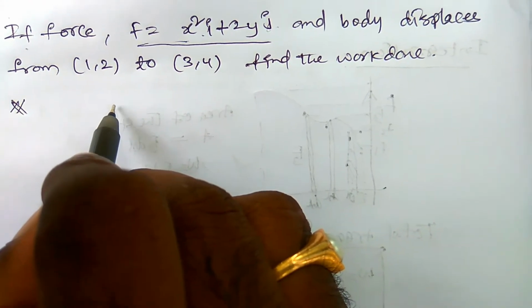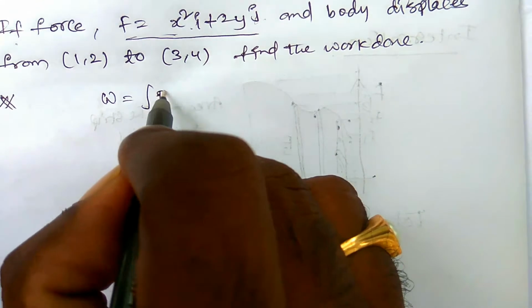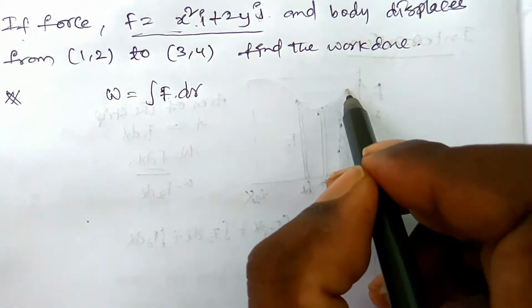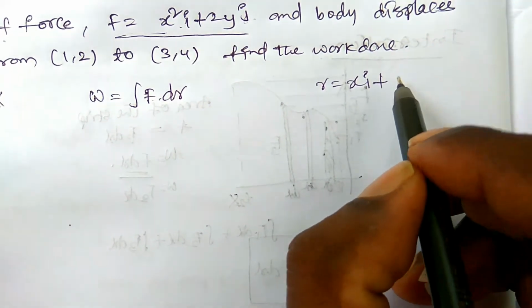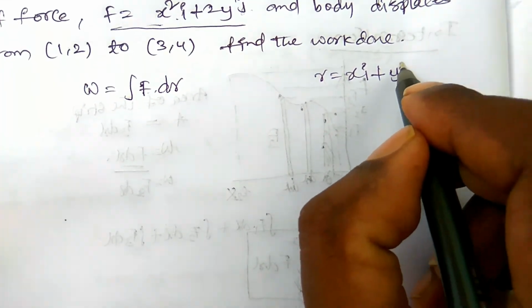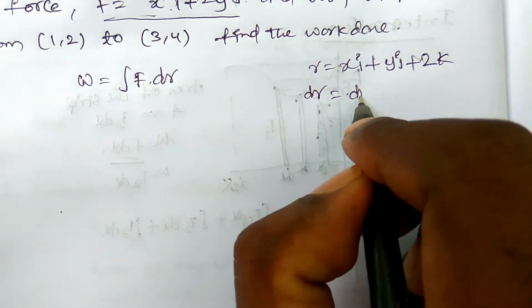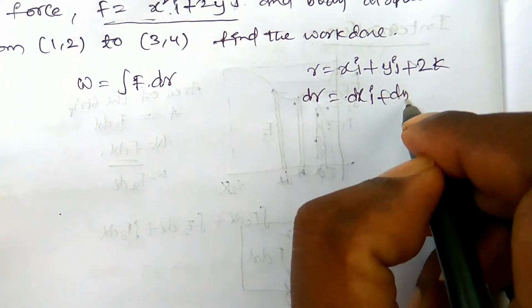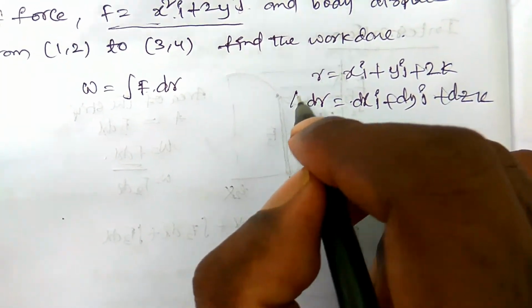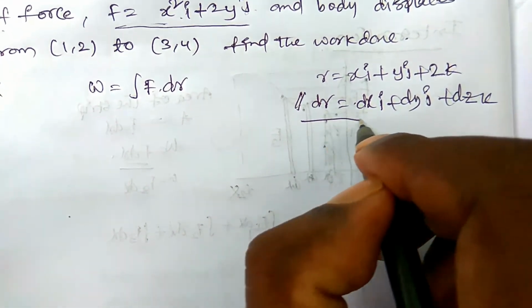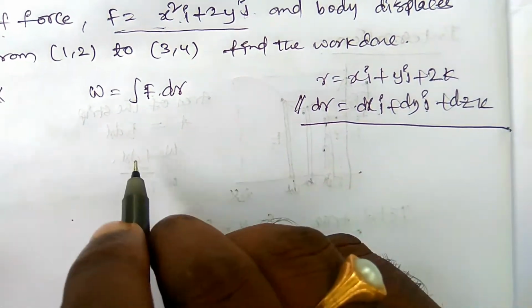you have to use the work done, which is equal to the integral of F into dr, where r is the position vector, that is xi plus yj plus zk, and dr is equal to dx i plus dy j plus dz k. So this is very, very important, you have to remember. Okay, dr is equal to dx i plus dy j plus dz k.